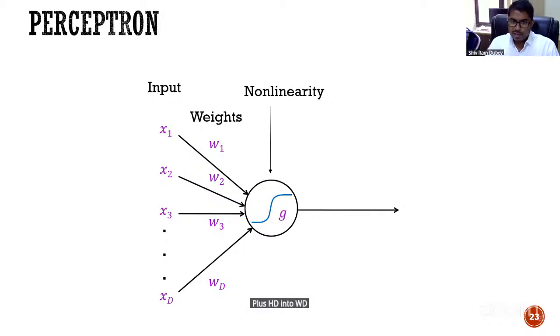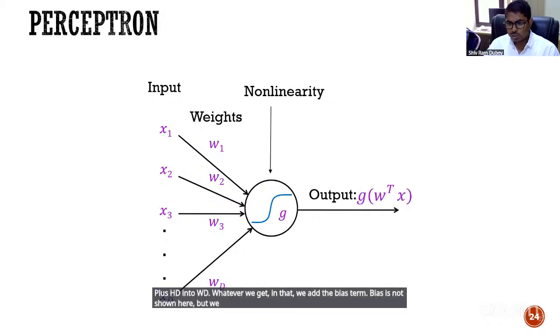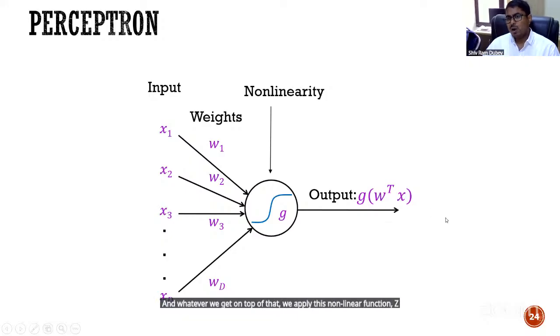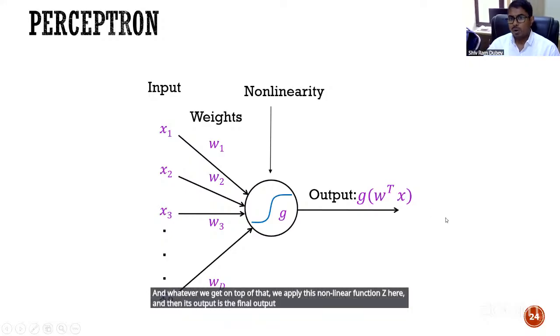Whatever we get, we add the bias term. Bias is not shown here, but we can have the bias term also. And whatever we get on top of that, we apply this non-linear function z here, and its output is the final output of this perceptron.